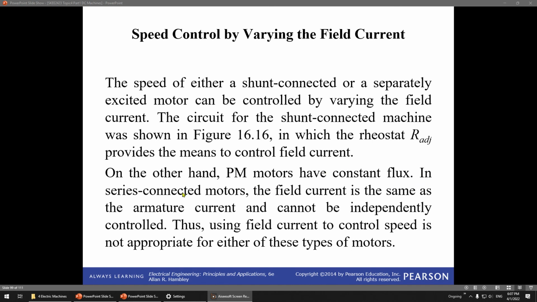And in the series connected motor, the field current is the same as the armature current, and it cannot be independently controlled. Thus, using the field current to control the speed is not appropriate for motors of this type. So you need to know that speed control by varying the field current is only suitable for the separately excited motor and the shunt connected motor. For PM, permanent magnet, and the series connected, you cannot use this.